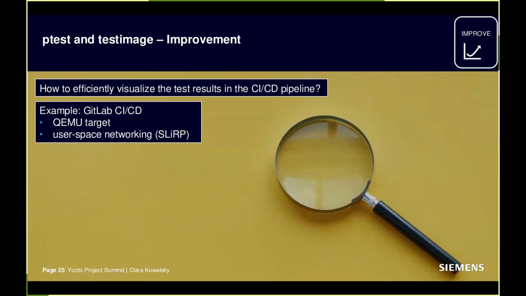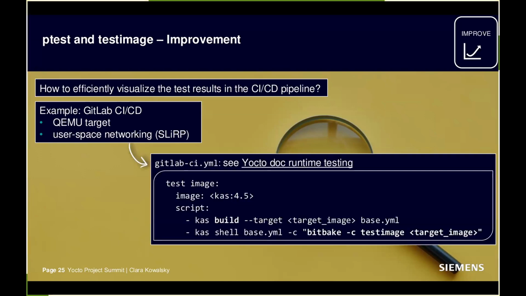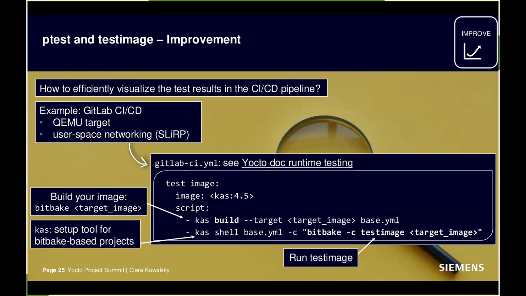So how can we actually use this in the GitLab CI/CD? Here I'm giving an example with QEMU and user space networking. I am using the cars image, and then I am just doing a normal build. With cars, this would be this command. This is the same as just running bitbake and then your target image name. And then as a second step, you would run the test image task.